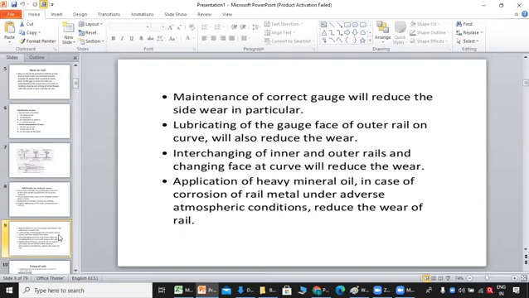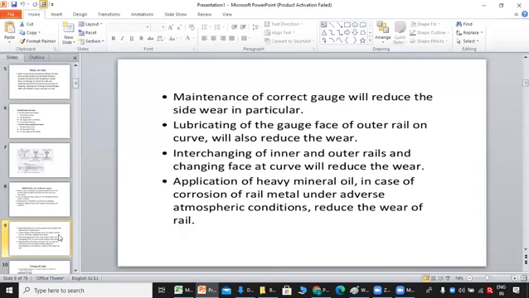So if you interchange the inner and outer rail, what happens? We can minimize the wear on a particular rail. For example, in a curve, periodically we can change the inner and outer rail, periodically after 1 month, after 2 months, after 3 months. So we can increase the life of the rail.